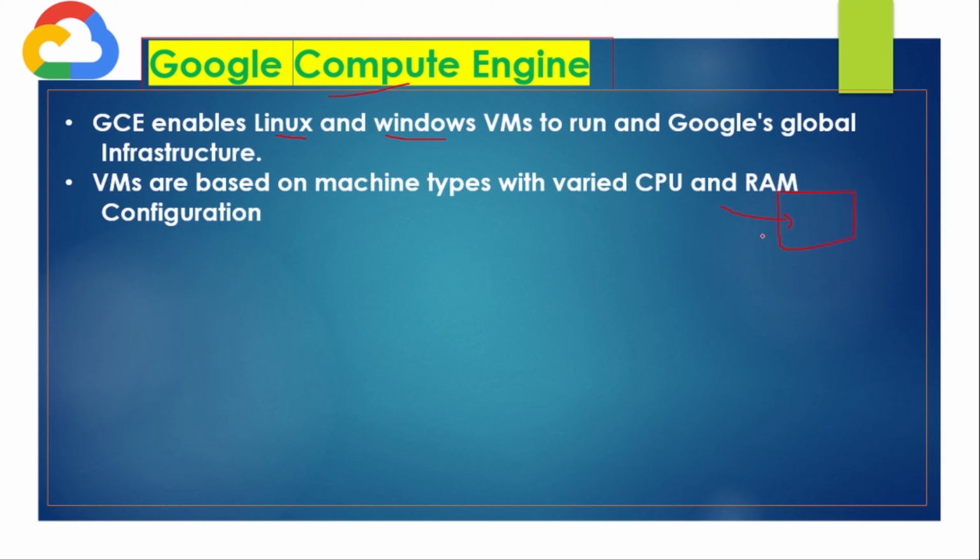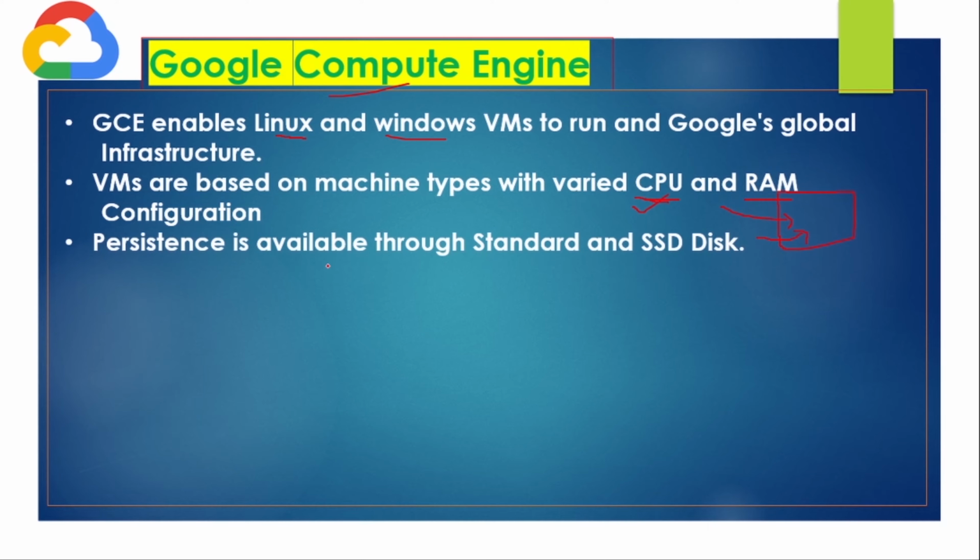Now the VMs that you create are based on machine types with varied CPU and RAM. If your requirement is to have more CPU cores, of course you can select that in the CPU configuration, and the RAM that is required for your job, you can select it. Of course, these are virtual CPUs and RAMs, right? Persistence is available through standard and SSD disk.